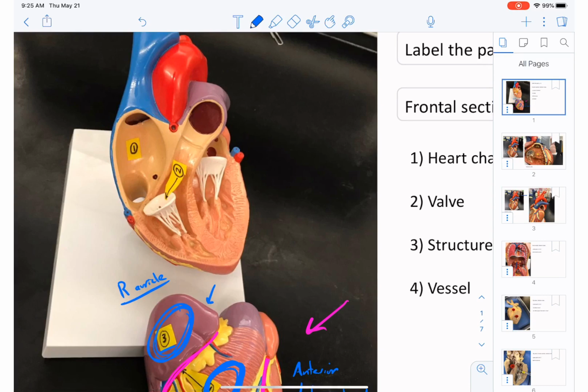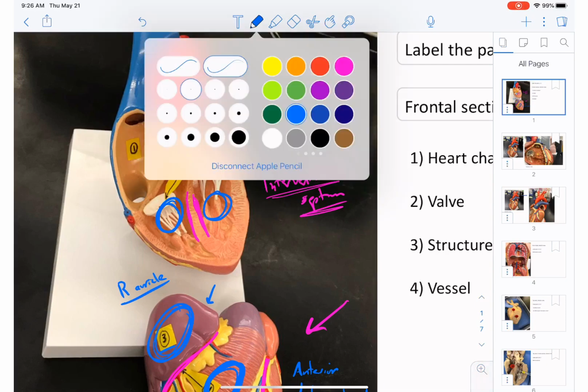Now let's look at the frontal section. This is a good landmark right there. What's that big piece of muscle right down the middle? That's the interventricular septum. It's a divider, a septum, that separates the ventricles. And so again, what ventricle do we find there? That's the right ventricle. And what ventricle is there? That's the left ventricle. Now, what about these questions number 1 and number 2?